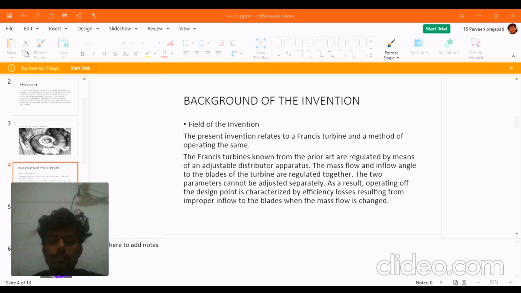So here we can see the kind of invention we have seen, related to a Francis turbine and a method of operating it. Sir, the mass flow and inclination angle of the blade will be regulated. And in this we put two parameters also, adjustable, to make the adjustment comfortable. We can see that the design point is characterized by efficiency, meaning the better the efficiency, the more efficient our invention will be.